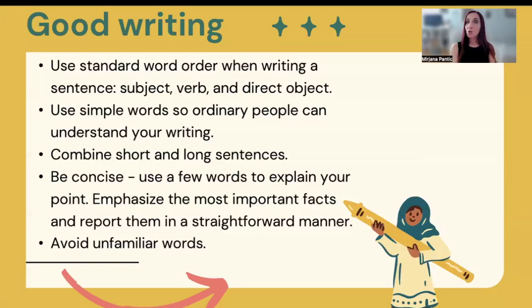But let's say you need to use standard word order when writing a sentence. That means subject, verb, a direct object. Use simple words so ordinary people can understand your writing, unless you're writing for a specialized magazine on, let's say, social media or IT or a similar field. So you're writing in a way where you expect your readers, your audience, to understand your writing, because your magazine specializes in a specific field.